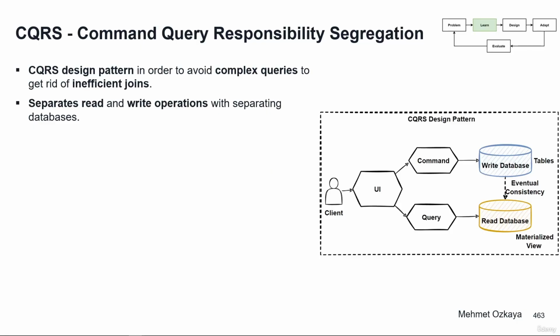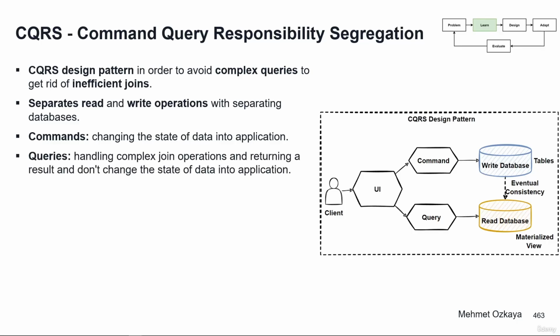CQRS stands for the Command and Query Responsibility Segregation pattern. Basically, this pattern separates read and write operations by separating databases. The main idea is that we can divide the application operations into two separate categories. The first one is commands. These commands change the state of data in the application. And the second one is queries. These queries handle complex join operations and return a result, and don't change the state of the data in the application.